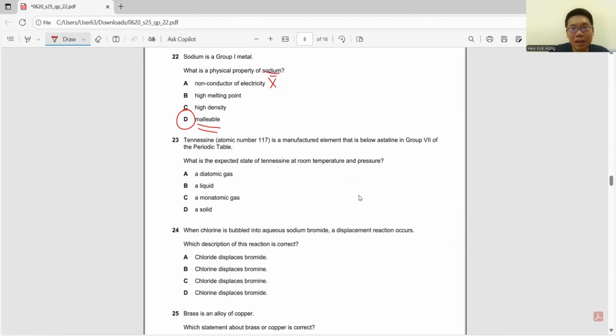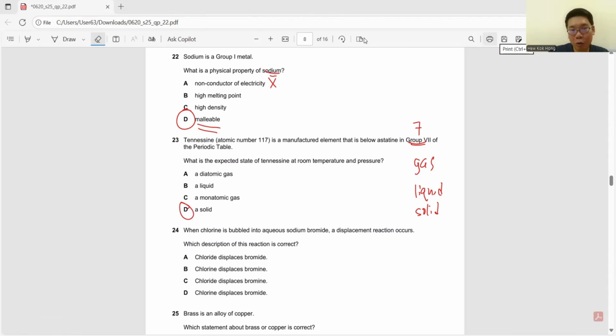23. Tennessine is the manufactured element that is below astatine in group 7 of the periodic table. What is the expected state of tennessine at room temperature and pressure? So group 7, we know it changes from gas to liquid, and at last it's solid. So when it's very, very low, confirm it's a solid.